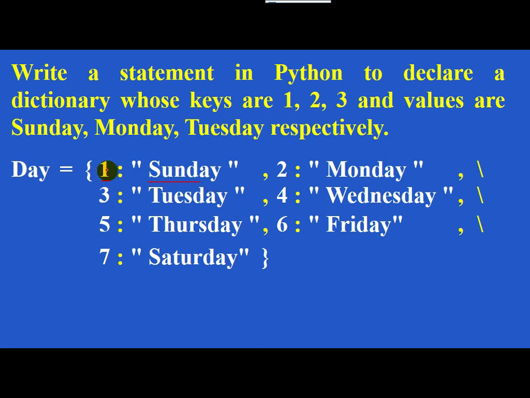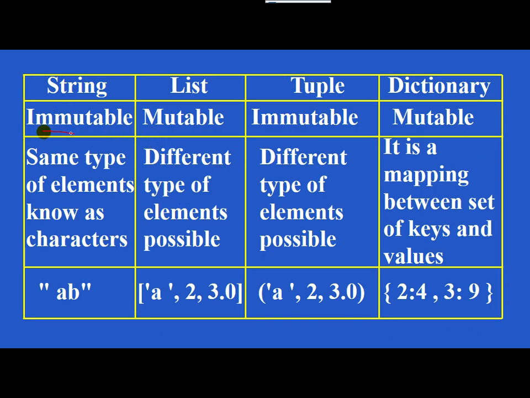Key and a value should be separated using colon. A key value pair is known by the name item. So this is one item present in the dictionary, this is second item, and so on. Finally, dictionary is unordered collection of elements, which means when I displayed the dictionary day, no guarantee that elements will be displayed in the computer's monitor in the same order. It may or may not be displayed in the same order. So this is my summary. String is immutable, list is mutable, tuple is immutable. You cannot change the content of a tuple, whereas dictionary is mutable.